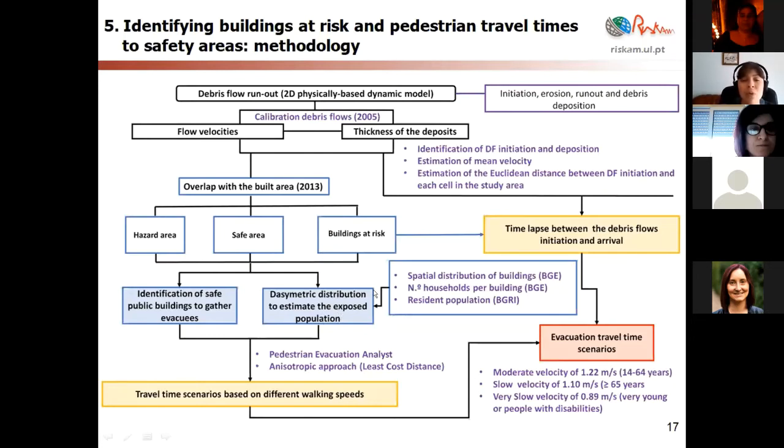And this dasymetric distribution was based on the spatial distribution of buildings, the number of households per building, and the resident population. Then we applied a software, the Pedestrian Evacuation Analyst software, that has an isotropic approach based on the least cost distance. And so we were able to perform evacuation travel time scenarios based on different walking speeds. And we considered 3 different walking speeds: the moderate velocity to accommodate the residents between 14 and 65 years old, the slow velocity to accommodate the residents with more than 65 years old, and the very slow or impaired velocity to accommodate the very young people or the people with disabilities.